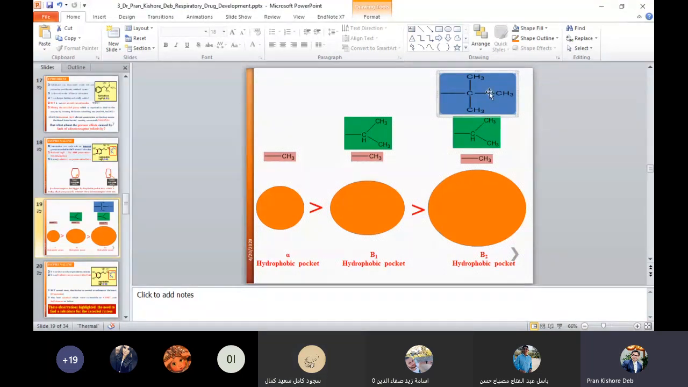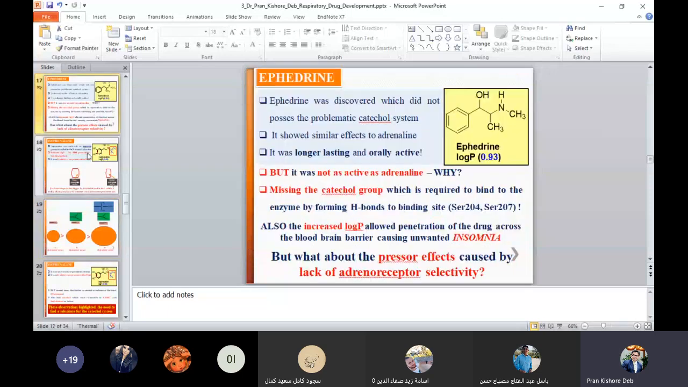So tertiary butyl means it will bind only to beta 2 receptor. So the advantage: when you see tertiary butyl and bigger than tertiary butyl, it will not show cardiovascular side effect, and also it will not show pressure effect. So with this, we go to the previous slide.